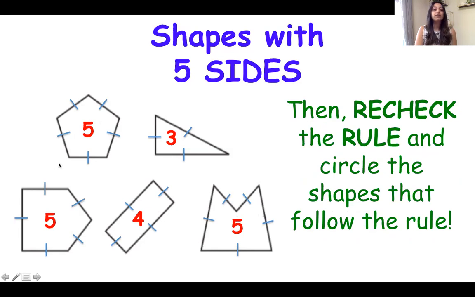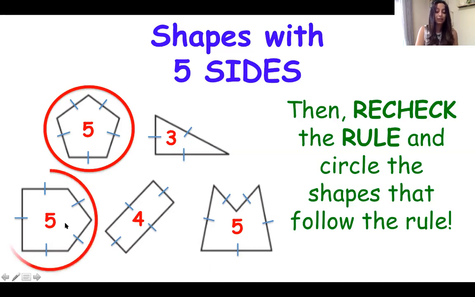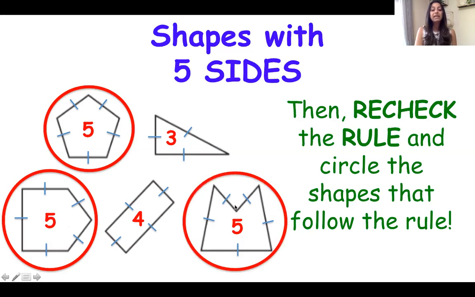So the rule was circle shapes with 5 sides. So here we go. This one has 5 sides. I'll circle that one. This one does not have 5 sides, so I'm not going to circle that one. This one has 5 sides, so we'll circle that one. This one does not have 5 sides, so I won't circle that one. And this one does have 5 sides. So out of these 5 shapes, only 3 of them match the rule, which is shapes with 5 sides.